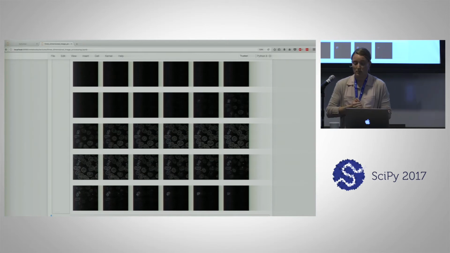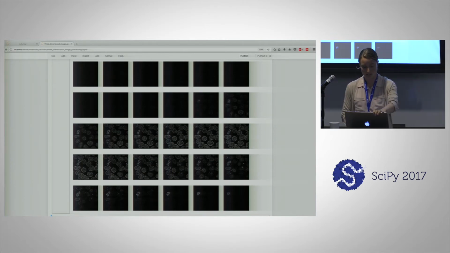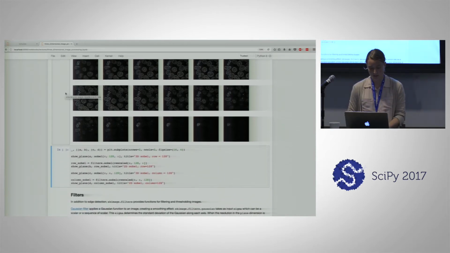Might be difficult to see on the projector, but it's easier on your screens, I would hope. The edges of the nuclei appear to be very bright. They've got very bright rings around them. The centers are a little bit splotchy, and that's due to some natural variation within the nuclei. And the background appears quite dark.